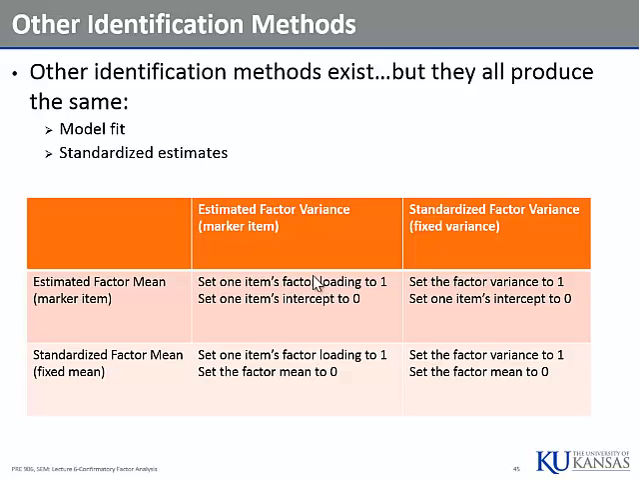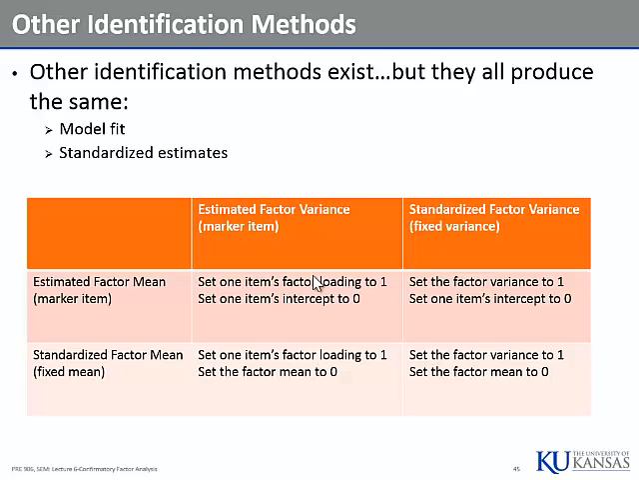Let's come back. This next section I'll go through a little bit quickly, just because I'm trying to prove a point that I said before. Each of those 4 methods to estimate a factor to identify the model gives you identical fit, and the standardized estimates will be the same for all of them. I remember when I learned factor analysis, it was like, I have to set a factor mean and I have to set a factor variance.